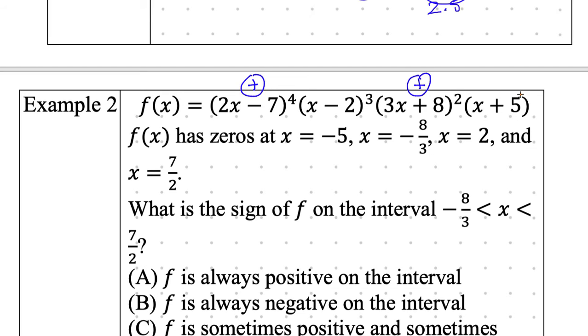However, these are odd powers. Odd powers you have to check. 1 is odd, 3 is also odd, so I only need to check these 2. That's it. That is kind of the shortcut.